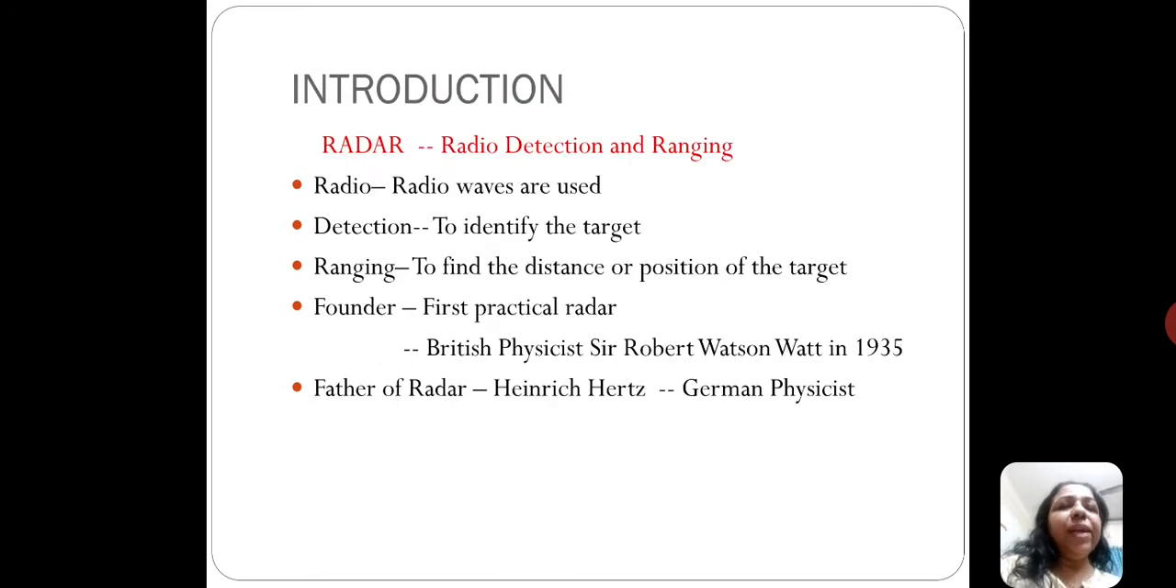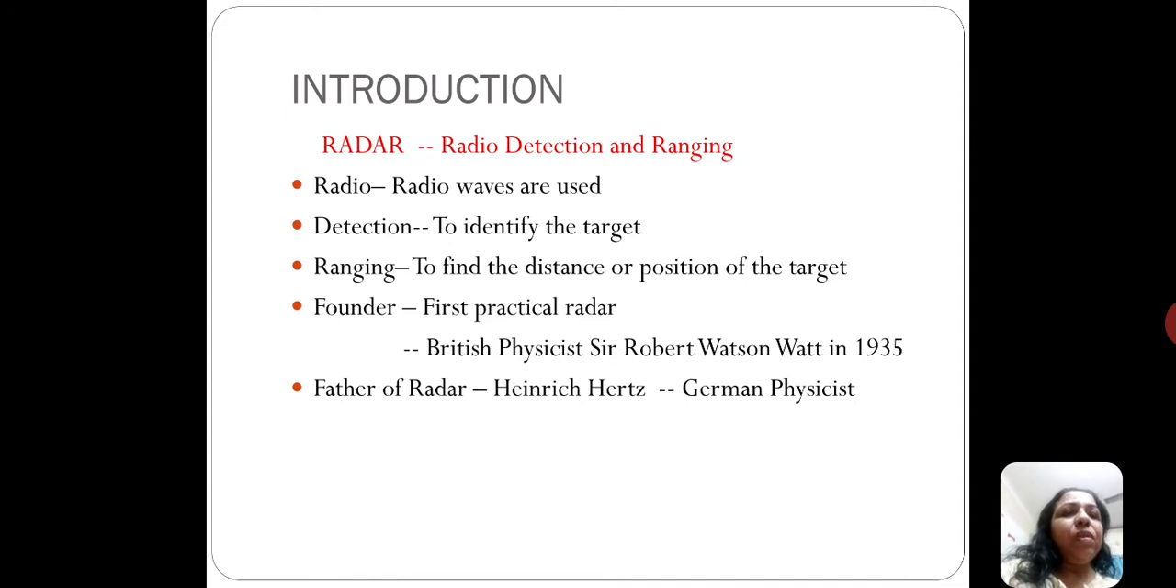Now, what does radar actually mean? It is radio detection and ranging. Radio means here radio waves are used for this process. Detection means to identify the target, and ranging means to find the distance or position of the target.